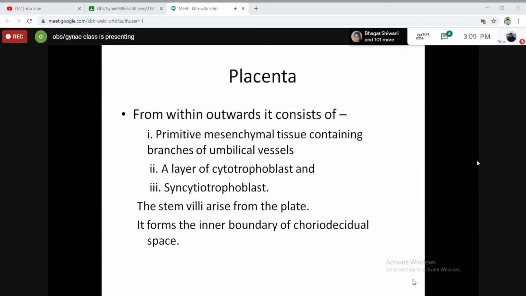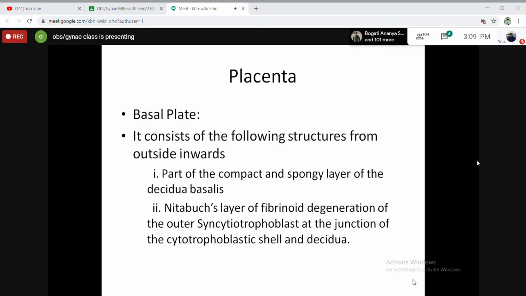From within outwards, the placenta consists of primitive mesenchymal tissue containing the branches of the umbilical vessels, a layer of cytotrophoblast, syncytiotrophoblast, and the stem villi, which arise from the plate, and it forms the inner boundary of the choriodecidual space. The basal plate consists of the following structure, from outside to inwards.